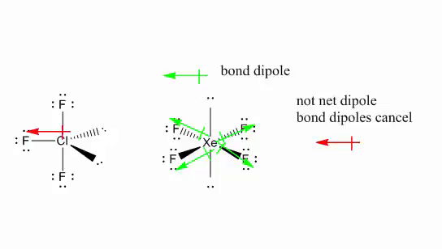Here's a video key for the first page of PSA 1. The very first question gave you perspective templates, and you were supposed to draw little structures with lone pairs on them and ask the question, is there a net dipole in the molecule? The first molecule was, for example, ClF3.